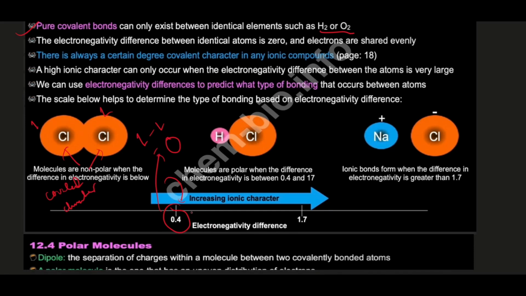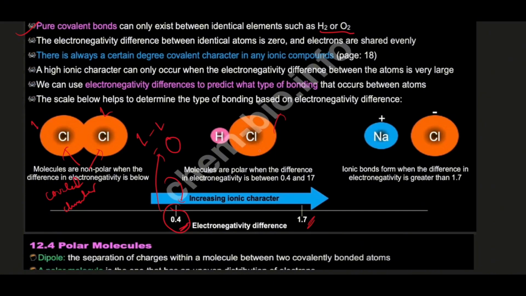But you can clearly see how the ionic character increases. Say for instance HCl, obviously Cl will have a higher electronegativity. It's more electronegative than hydrogen, so obviously there will be an electronegativity difference. And if the electronegativity difference is between 0.4 and 1.7, after you subtract and find it out, and it falls in this range, then we can say it has an increasing ionic character.